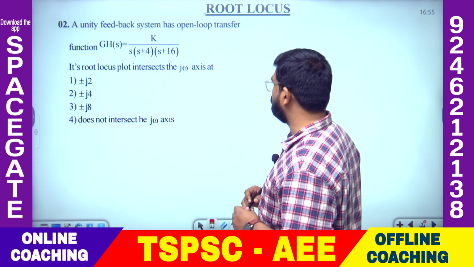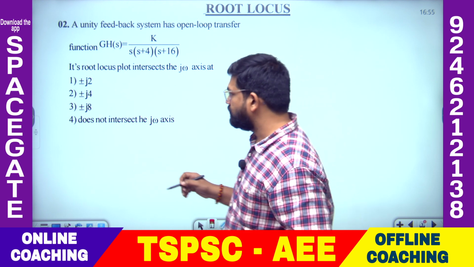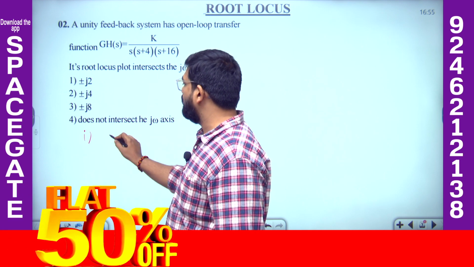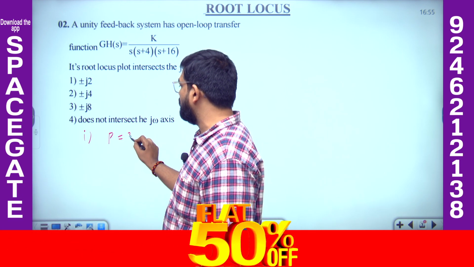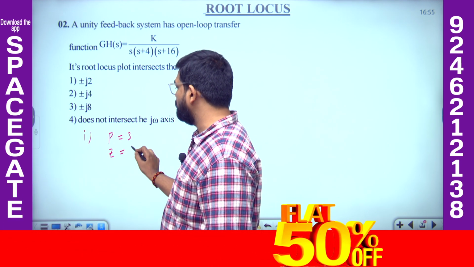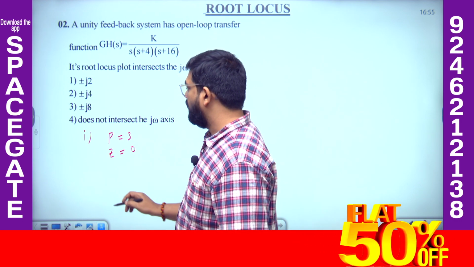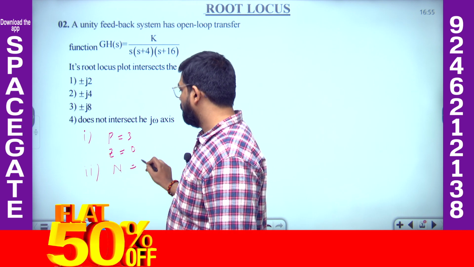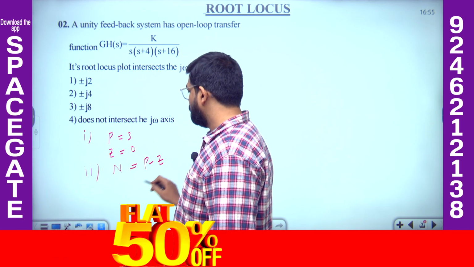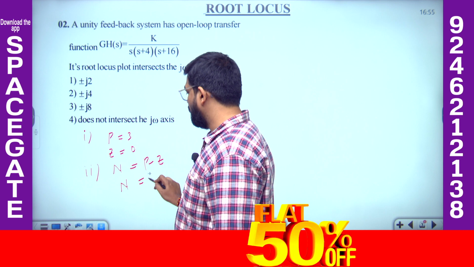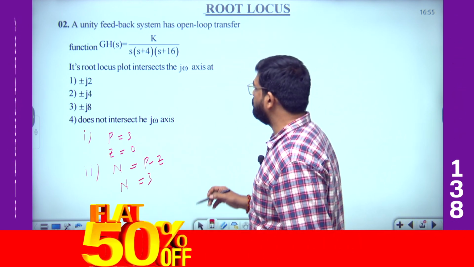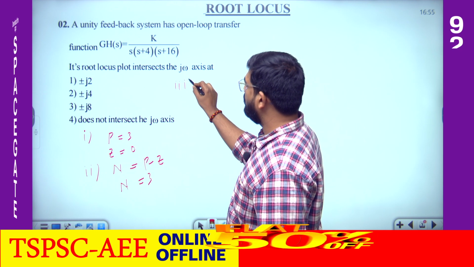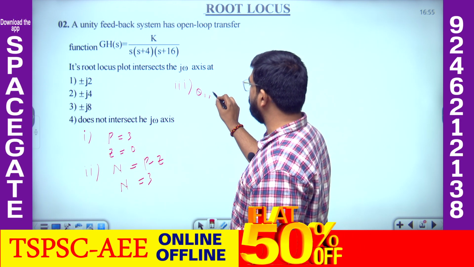Now if you just observe here, first, how many poles are there? The number of poles is equal to 3, and the number of zeros is equal to 0. Definitely we will have asymptotes, so N is equal to P minus Z, so N is equal to 3. Whenever we have 3 asymptotes, what are the asymptotic angles? 3 angles we will get.